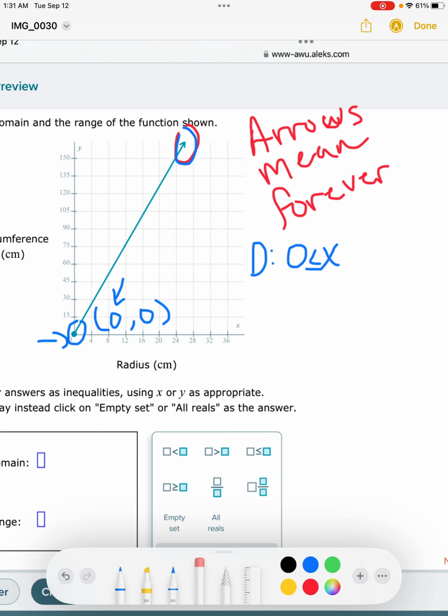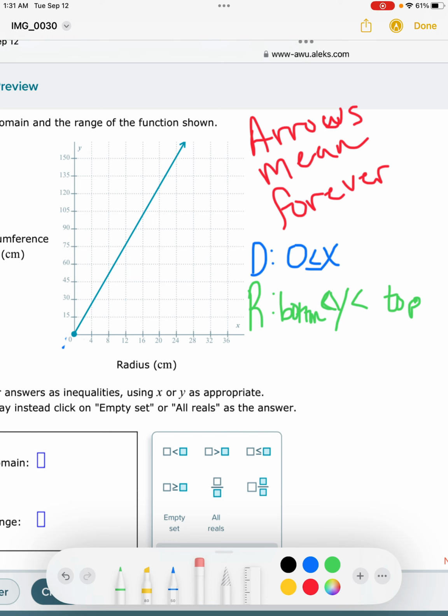So let's see how it affects the range. Well, range uses y values, and y values go up and down, right? So I can go from the bottom to the top. So let's find out where is our bottom point. So let's get rid of our domain markings here. Our bottom point looks like it's about right there. And do we have a top point, or do we go on forever? If we look at the top, there's an arrow going up, so we will never stop.